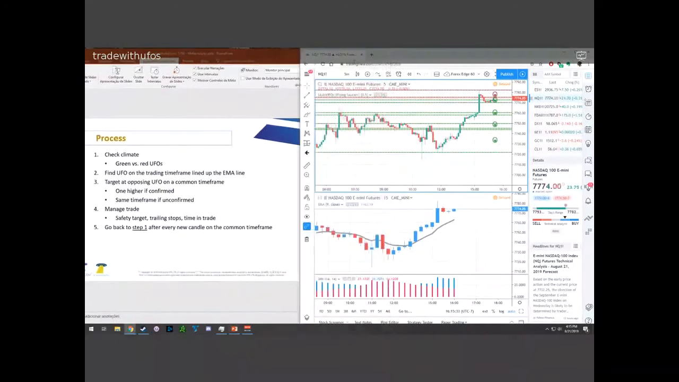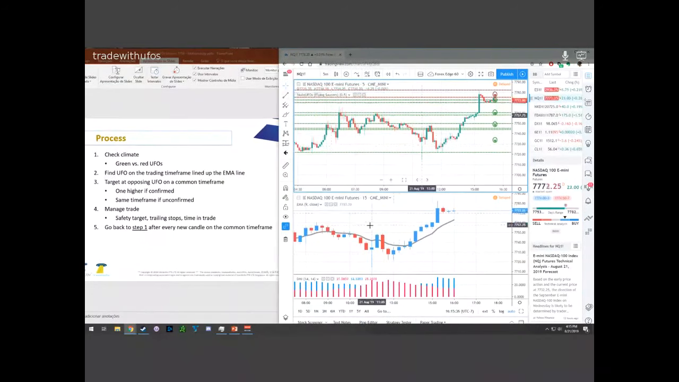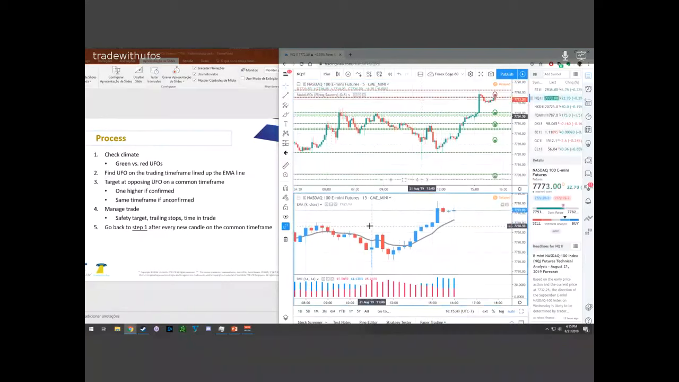Okay, so step one, we check the climate. That means we're going to look at our larger time frame, which here is our 15-minute, and we are going to see where has the previous candle. So this is the current candle on the rightmost. The previous candle is the one to the left, and has it closed above or below our EMA? And we can see it is clearly closing above our EMA.